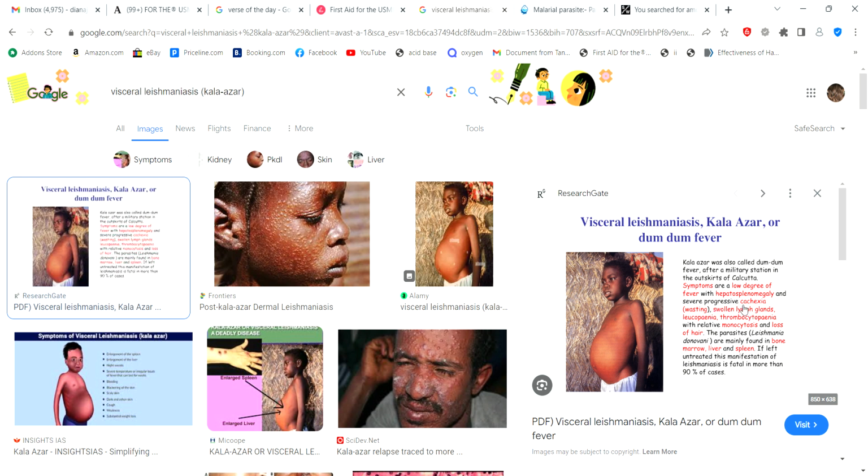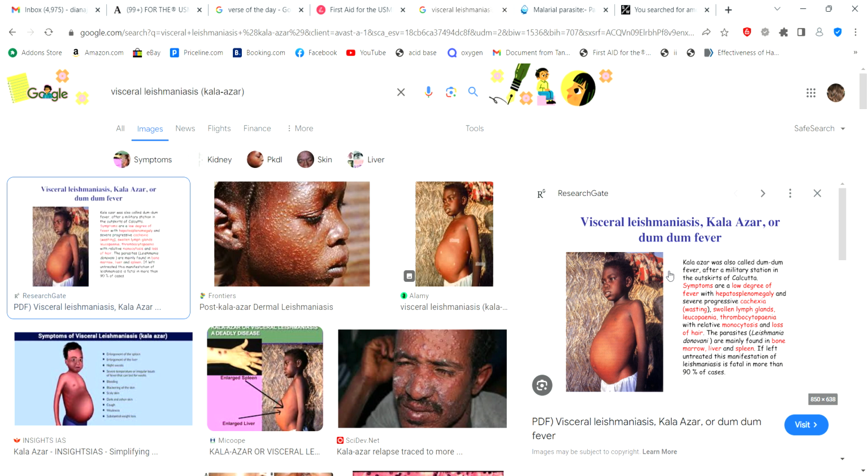So we have extreme muscle wasting, cachexia right here, swollen lymph glands, thrombocytopenia. Oh, that's very sad. If left untreated, this manifestation of leishmaniasis is fatal in more than 90% of cases. So this one is a really bad one. Kala-azar, this is worse. Leishmania donovani is worse than Leishmania braziliensis, which causes cutaneous leishmaniasis.